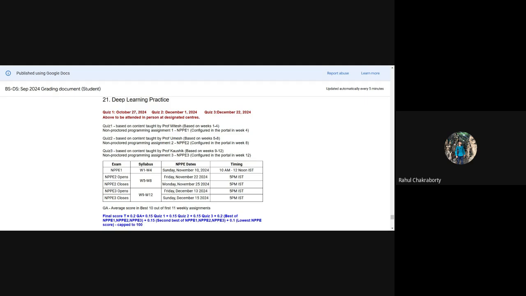Now, the NPPs are open for 3 days. It opens on Friday and stays on till Monday. One is OPPE, that is proctored. The second and third are non-proctored, but all sorts of collaboration can potentially be done if you want to do it.